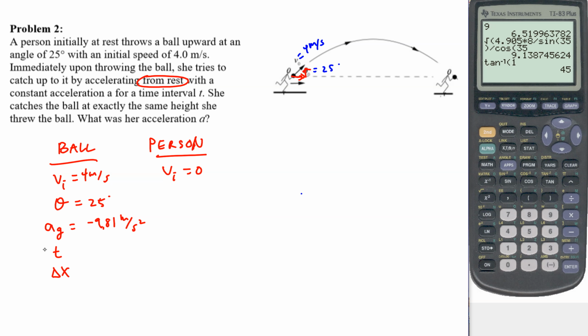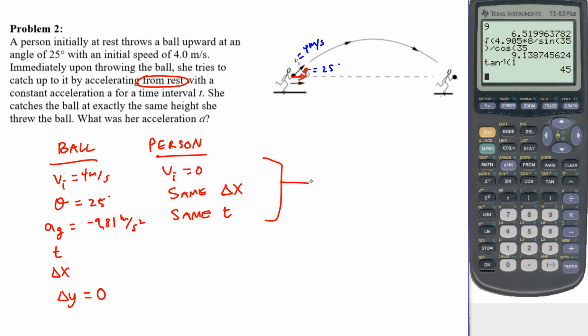It moves forward. And whenever you have two objects, you look for equal quantities. That's the trick. In this case, what two quantities are equal for both person and ball? The ball has the same delta x because they land together as the person. And the person also has the same time because she catches up to the ball in the same time that it's in the air. Now, the only thing I've missed, if the ball starts and ends at the same spot, what do we know? Delta y is 0.